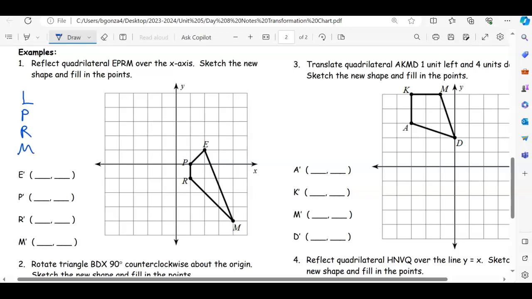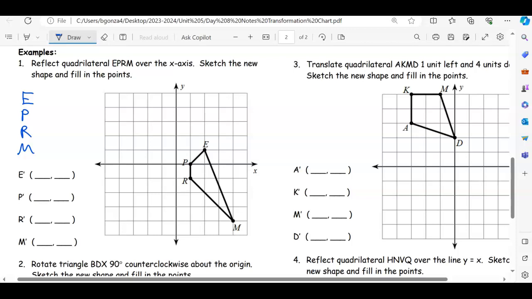Go ahead and write EPRM. We're going to write down the original points. Cool. Hey, write this down. Everyone's writing this down. Now, who can tell me the coordinates of E? Let's start with E. On the graph, here's E.